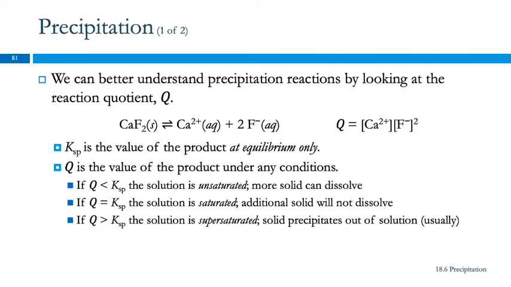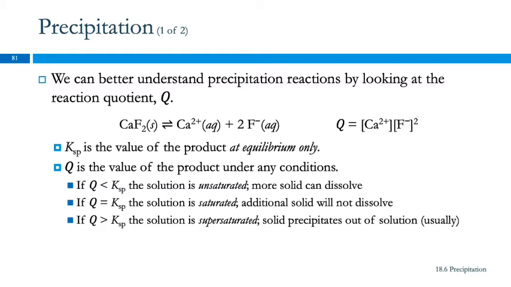So we talked about things dissolving. Now we're going to talk about kind of the opposite. So we can look at precipitation reactions and better understand what's going on by looking at the reaction quotient, Q. And Q, remember, is calculated in the same way that an equilibrium constant is.